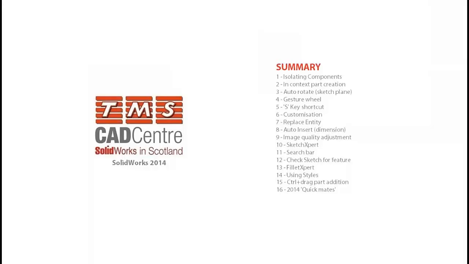We've done a little bit of customization. We had a look at the new replace entity command. We auto-inserted some dimensions. We adjusted the image quality. We used the sketch expert, the search bar, and check sketch for feature. We then had a look at fillet expert. We added some styles into a drawing so we could quickly add appended text on. We then used Control and drag for part addition to an assembly, and to finish us up, we used the 2014 Quick Mates dialog. And there we go.